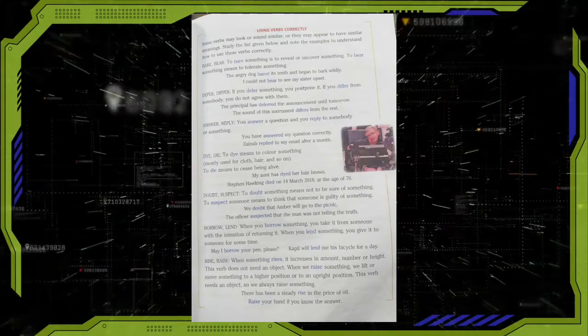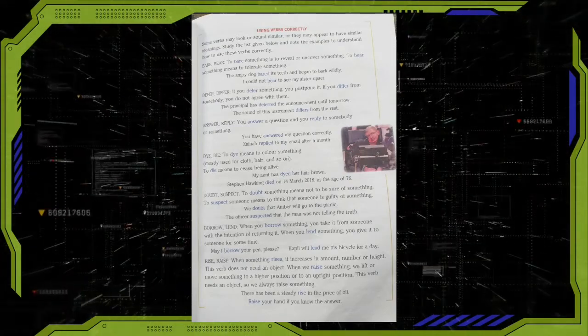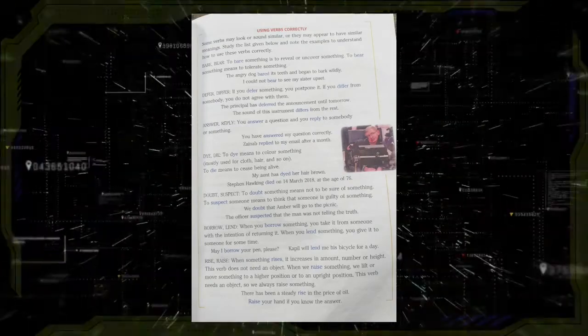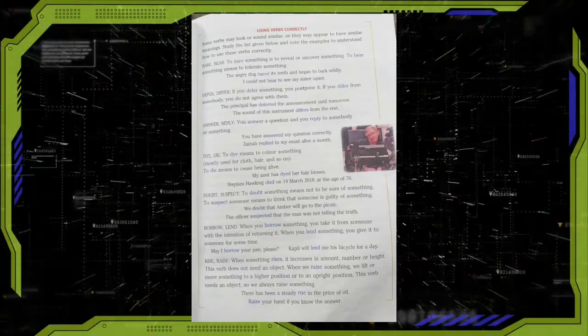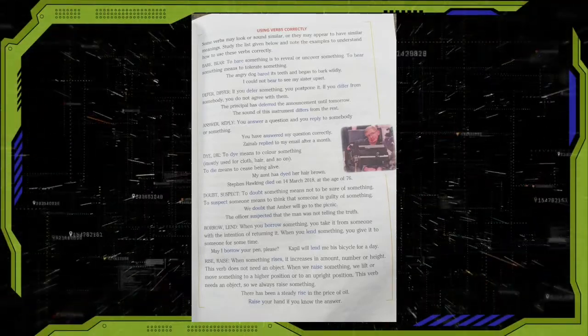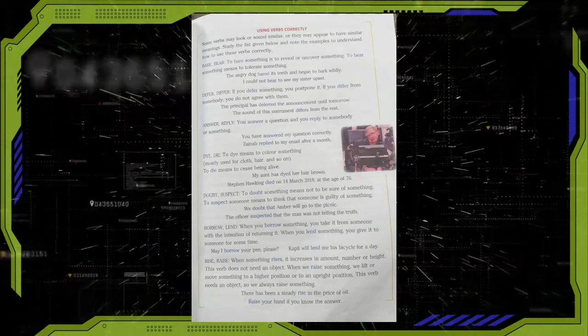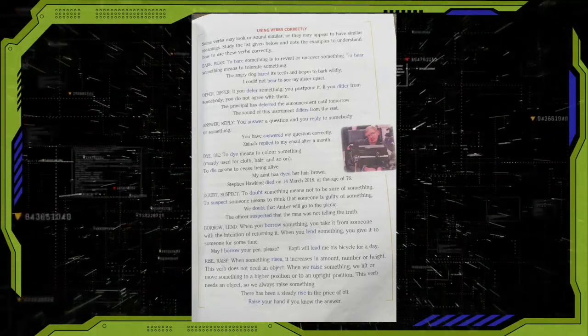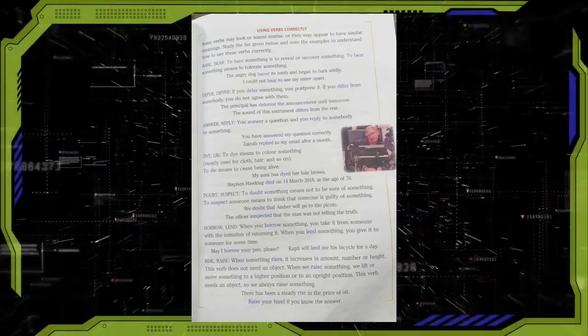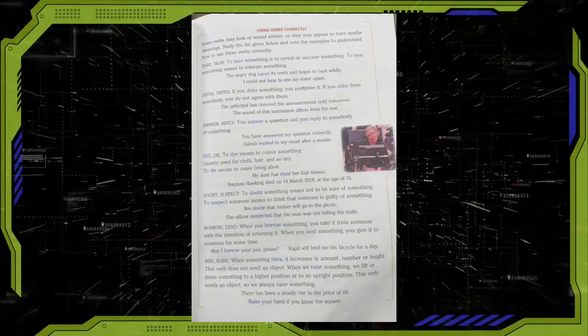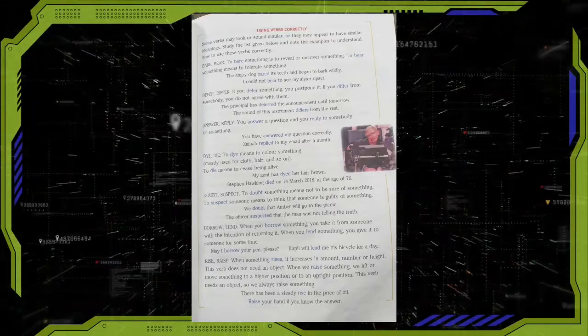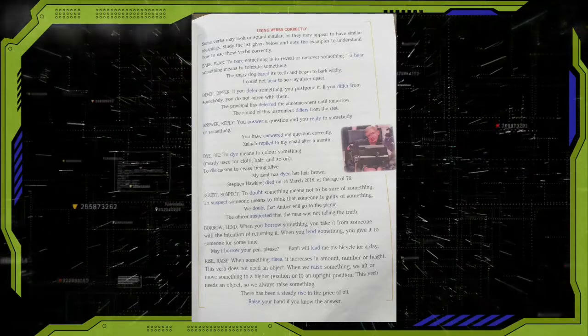Next example, dye, die. To dye means to color something, mostly used for cloth, hair and so on. Next one, to die means to cease being alive. For example, my aunt has dyed her hair brown. Stephen Hawking died on 14 March 2018 at the age of 76.